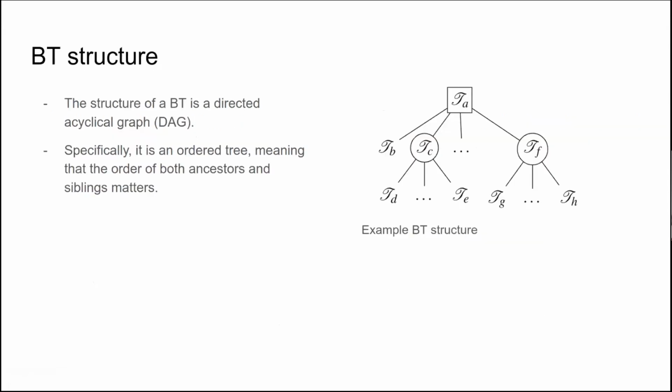A behavior tree is, like as the name implies, a tree, which means that it's a directed acyclical graph. And this is an example of what it would look like. And these subscripts here are just arbitrary. They're just used for notation in the presentation.